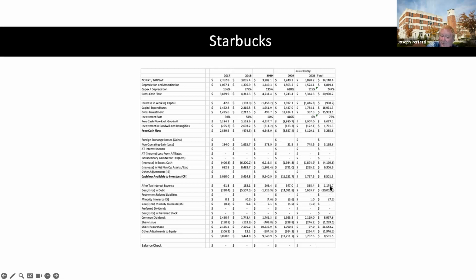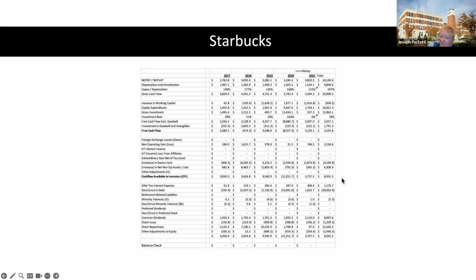They paid 1.1 billion in interest. You got to pay the debt holders for the debt they had. What does this negative 20 billion mean? They took out more debt. They took more loans. They took out $20 billion worth of new debt. Most of it in 2020, probably related to this acquisition.